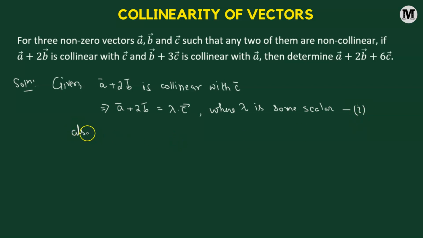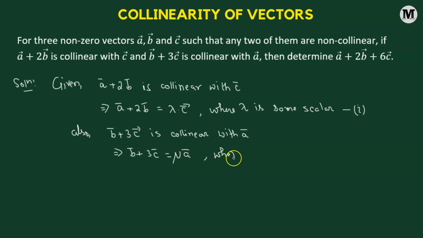Also, it's given that the other vector, which is b vector plus 3 times c vector, is collinear with the vector a. That means we can now represent the vector b plus 3c equals mu times a vector, where mu is some scalar. Now let's isolate b vector from here. So b vector is going to be equal to mu times a vector minus 3 times c vector, and let's call it equation number 2.